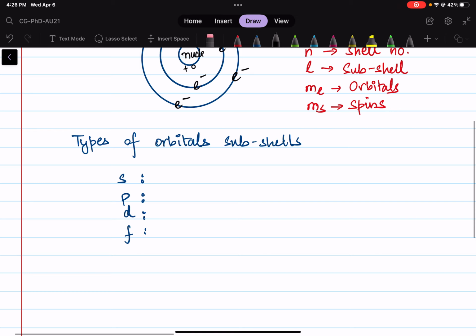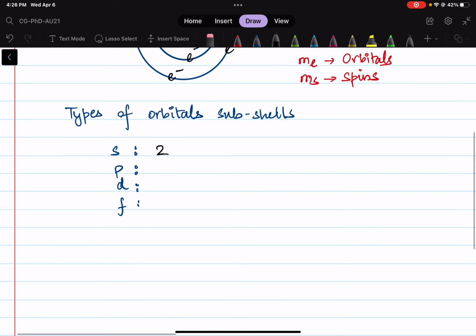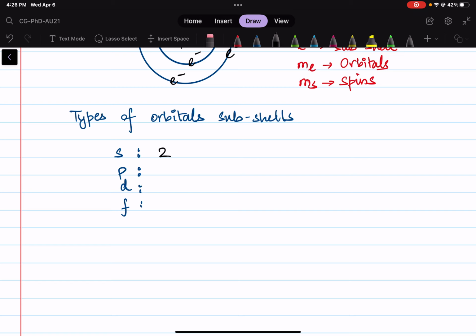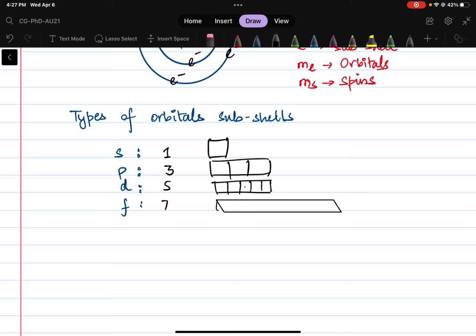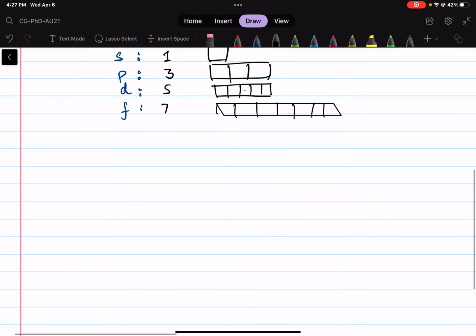If you guys remember, s can have one suborbital, p can have three suborbitals, d can have 5, and then f can have 7. And we just represent them with boxes to denote how much space is there. These are 1, 2, 3, 4, 5 for d, and then similarly for f, you can have 7. And then we fill the electrons in this.